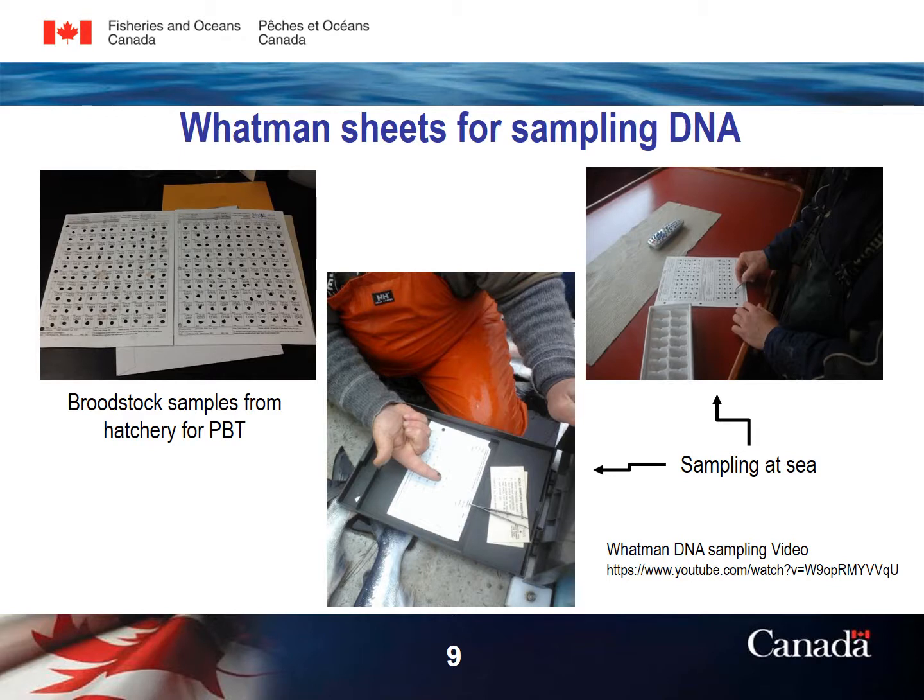The preferred method of sampling DNA uses Whatman sheets to collect tissues. A small punch of tissue is taken from the operculum, fin, or adipose and stuck on this paper. Whatman paper is porous and allows tissues to stick firmly. Once stuck on the paper, drying the tissue will stop the DNA from deteriorating. For hatcheries, separate sheets are kept for male and female broodstock. Whatman sheets can be cut to various sizes for sampling at sea.